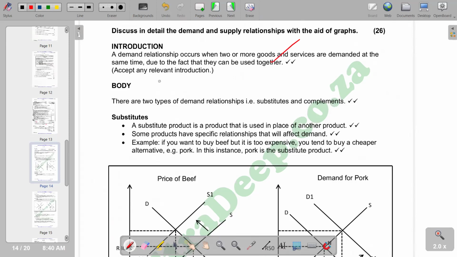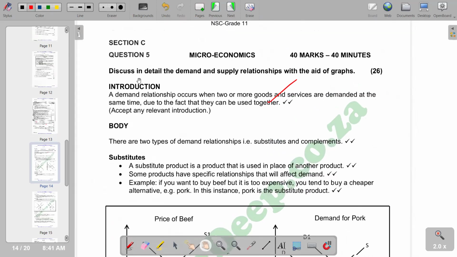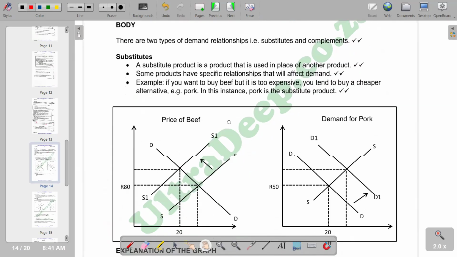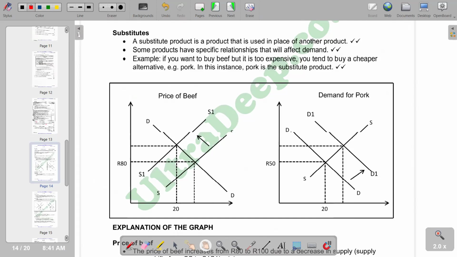So in the main body, remember our main body requires us to discuss in detail the demand and supply relationship with the aid of diagrams. So we are saying the relationships that we have are substitutes and complements. We can start with substitutes, whereby a substitute is a product that can be used in place of another product. Some products have specific relationships that will affect the demand. Within that context, we are given two graphs. We have beef and pork being substitutes. So we are saying instead of beef, you can use pork.